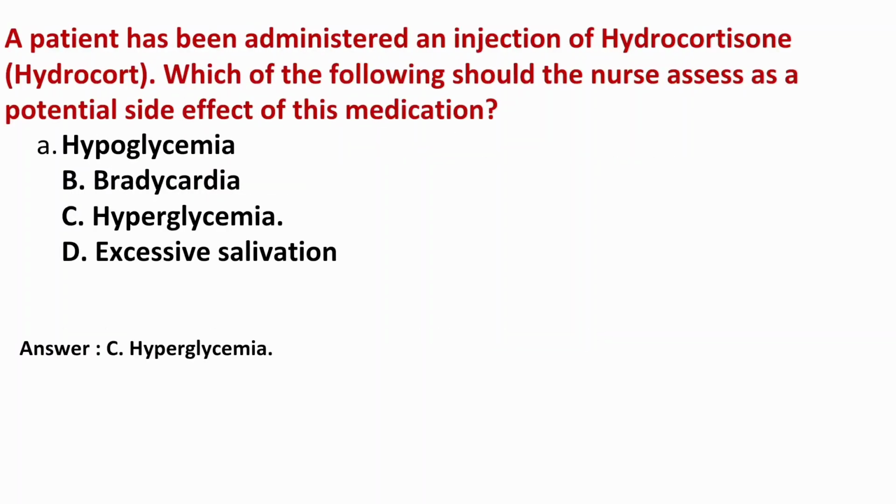A patient has been administered an injection of hydrocortisone. Which of the following should the nurse assess as a potential side effect of this medication? A. Hypoglycemia. B. Bradycardia. C. Hyperglycemia. D. Excessive salivation. Answer: C. Hyperglycemia.